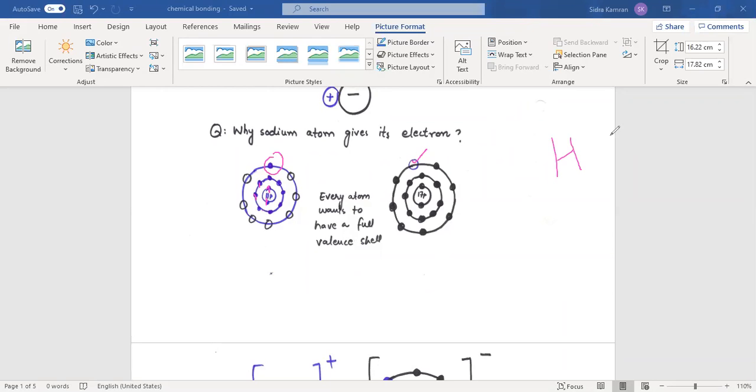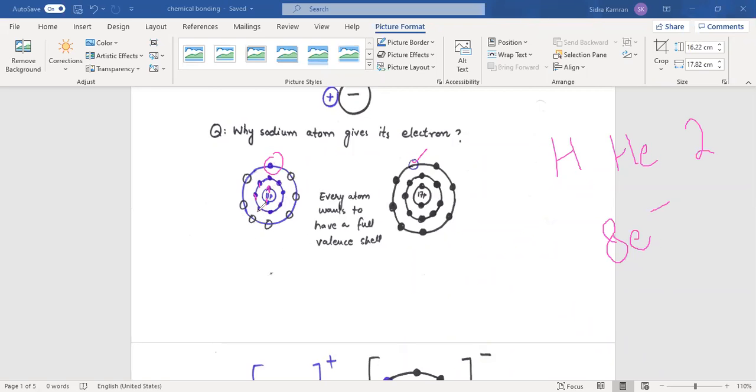If the atom is helium or hydrogen, they want to fill 2 electrons in their outermost shell, the duplet rule. The other atoms of the periodic table want to fill their outermost shell with 8 electrons to complete their octet. So here you can see chlorine is 1 electron short of completing its octet, and sodium is 7 electrons short of completing its octet.